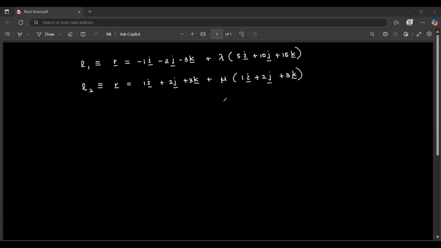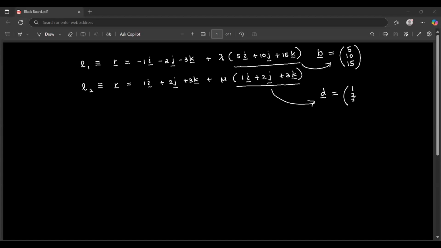To prove that L1 and L2 are parallel to each other, we are going to find the direction vectors of L1 and L2. So the direction vector of L1, B, can be given as (5, 10, 15). This is what I am writing in numerical form. And similarly, I can write the direction vector of L2, D, as (1, 2, 3).